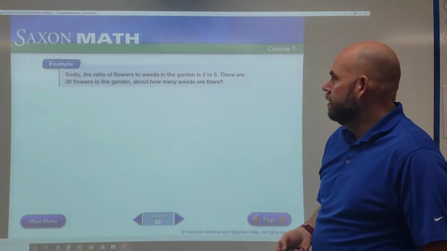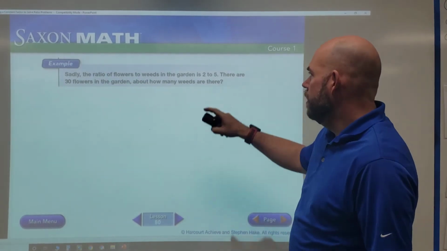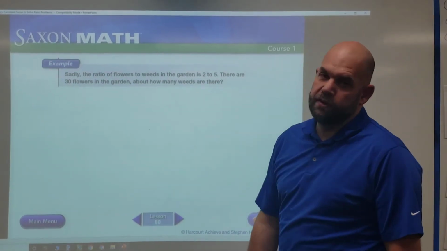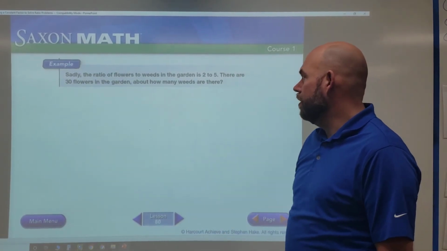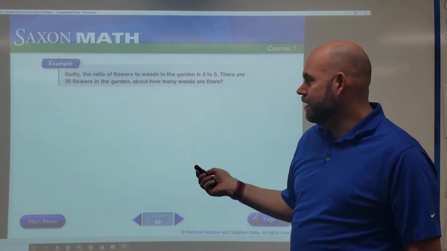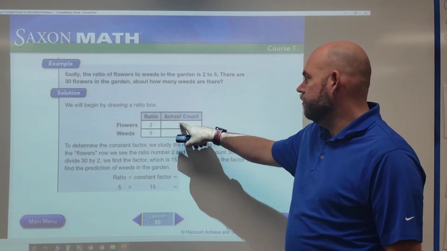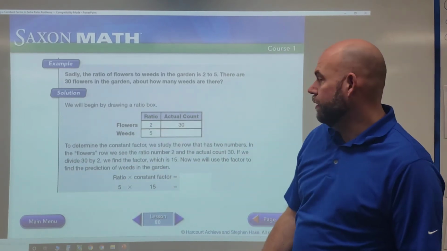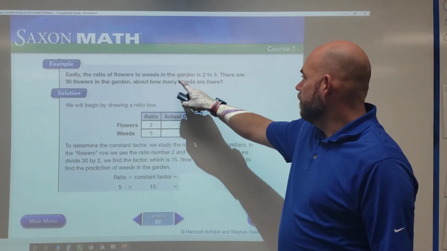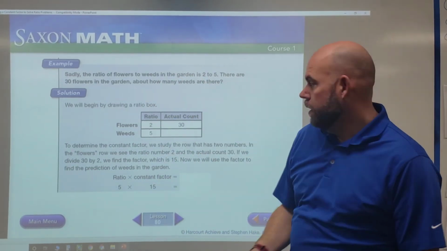All right, let's do another one. We're going to set this up in a box, just like we did the first one. Sadly, the ratio of flowers to weeds in the garden is 2:5. Oh, lots of weeds. There are 30 flowers in the garden. How many weeds are there? So we can set this up in boxes. We've got a ratio, 2:5. Actual count of flowers, 30. How do we know to put flowers on top and weeds on the bottom? Because they told us it's ratio of flowers to weeds. Flowers came first, so that's going to be the 2.